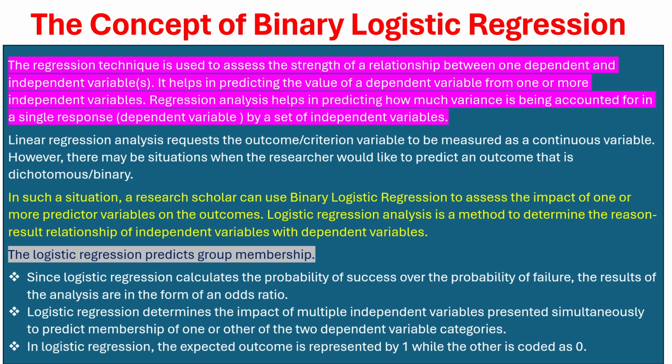The logistic regression predicts group membership. There are three important points. Predicts group membership. Since logistic regression calculates the probability of success over the probability of failure, the results of the analysis are in the form of an odds ratio. Logistic regression determines the impact of multiple independent variables presented simultaneously to predict membership of one or other of the two dependent variable categories. In logistic regression, the expected outcome is represented by 1 while the other is coded as 0.